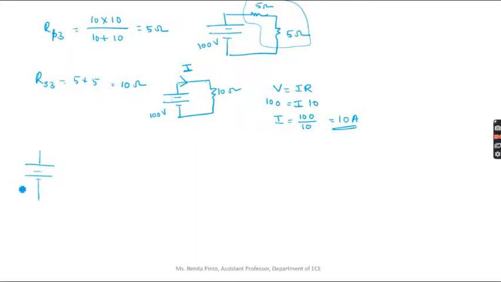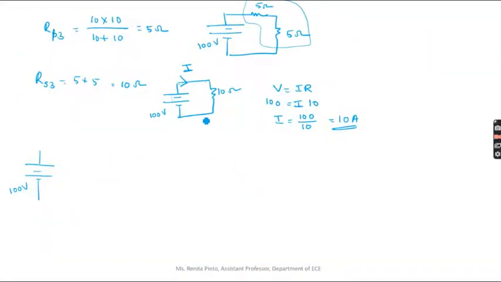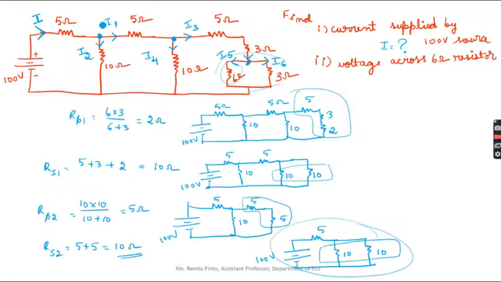Why I'm going back is, I have already simplified these resistors using series and parallel resistances, and I have ended up until here. So I have got the equivalent resistance and I found out the main current. But now I want to find out these currents I1 and I2. How can I find this out?